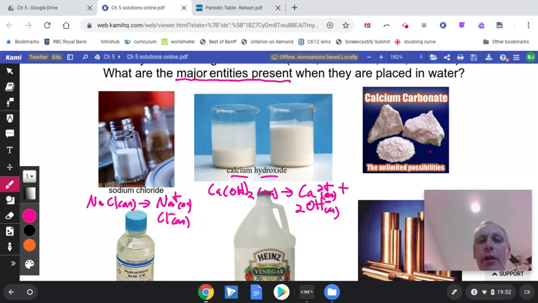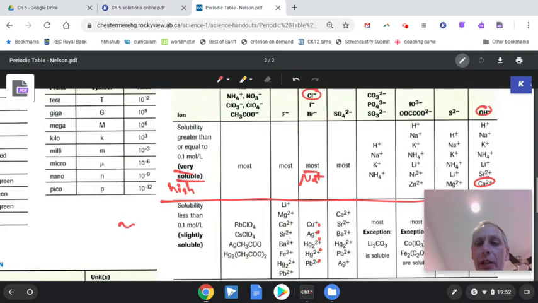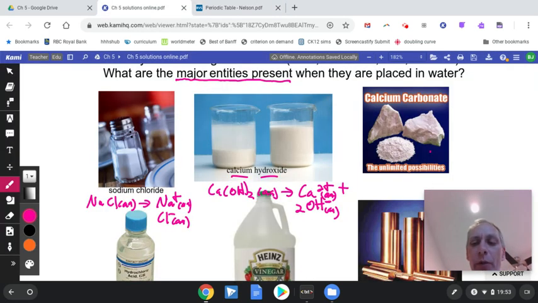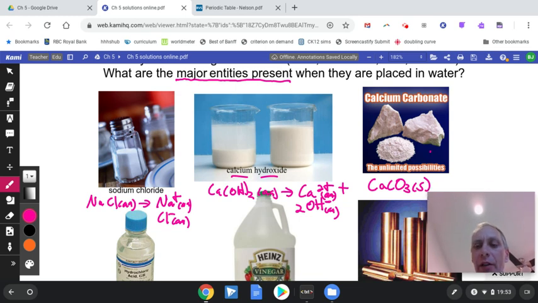Okay, calcium carbonate. If I go look it up, there's carbonate. Calcium is not one of those four. It's down here, so it's in the slightly soluble or low solubility. Because it's low solubility, it won't dissociate into its ions. Most of it stays together as a solid. Remember, ionic compounds are solids, even in water, unless they have high solubility.